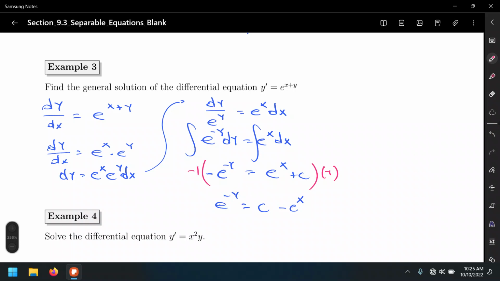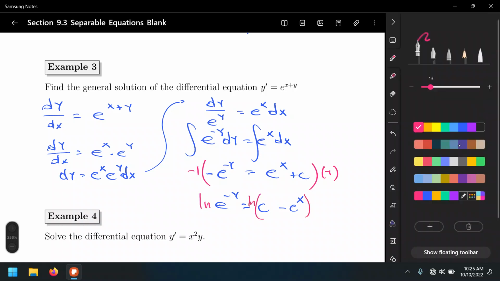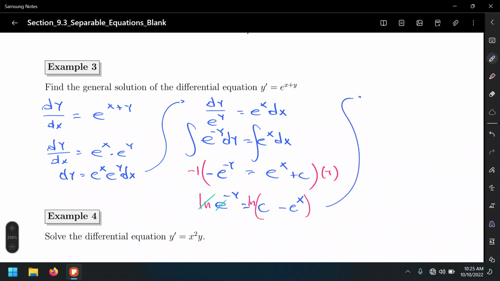So we can get rid of the exponential by doing the inverse of the exponential, which in this case is to take ln on both sides. This will cancel the ln with the exponential, and we're left with negative y equal to ln of c minus e to the x. And we'll just divide both sides by -1 to get y equal to negative ln of c minus e to the x. And that's our general solution.